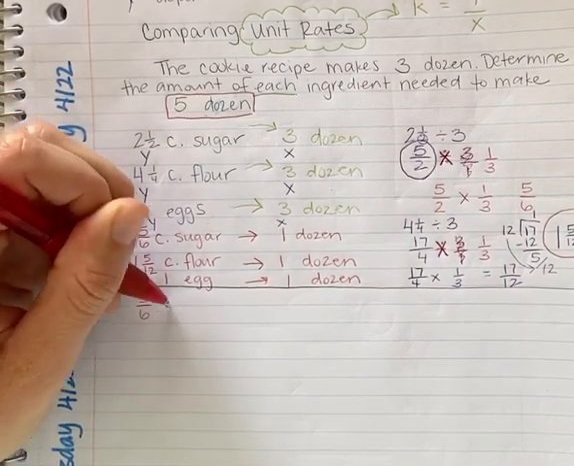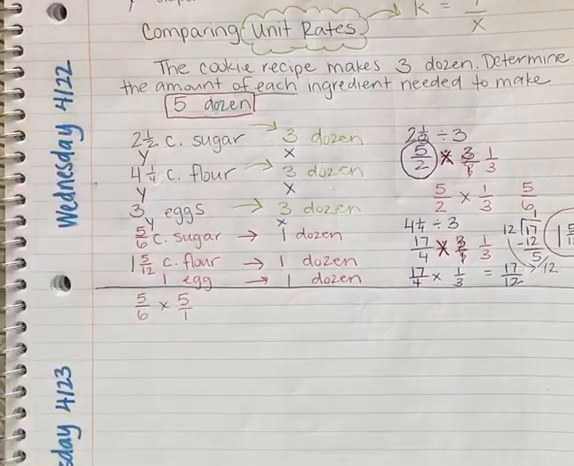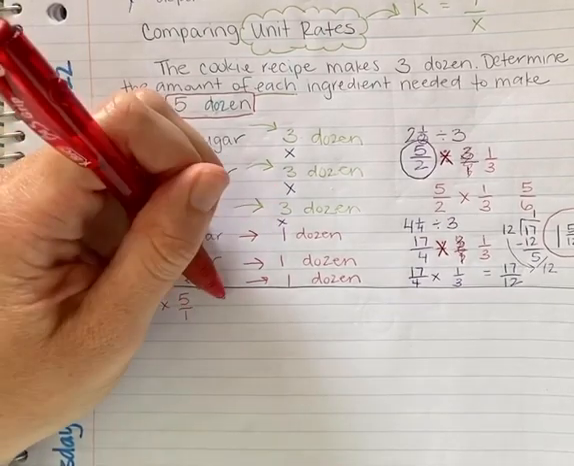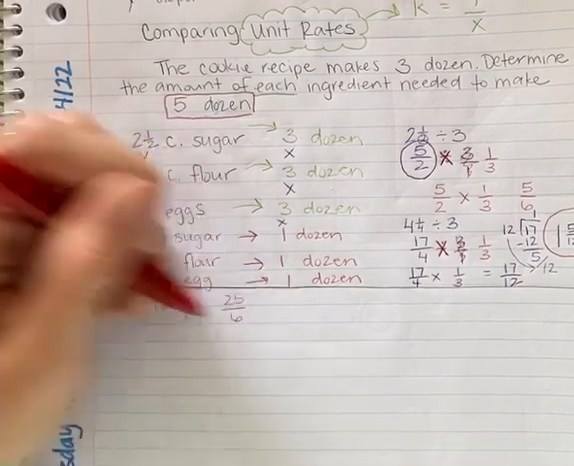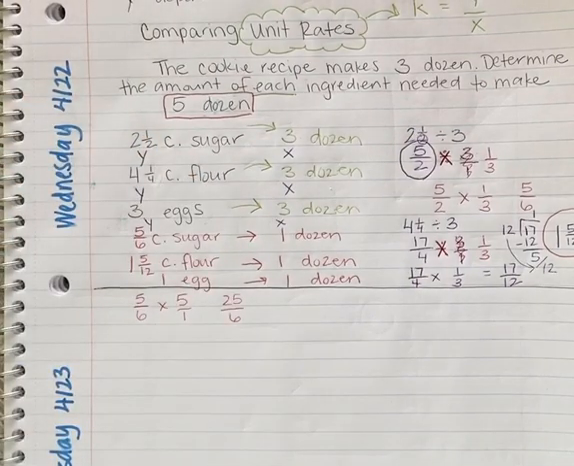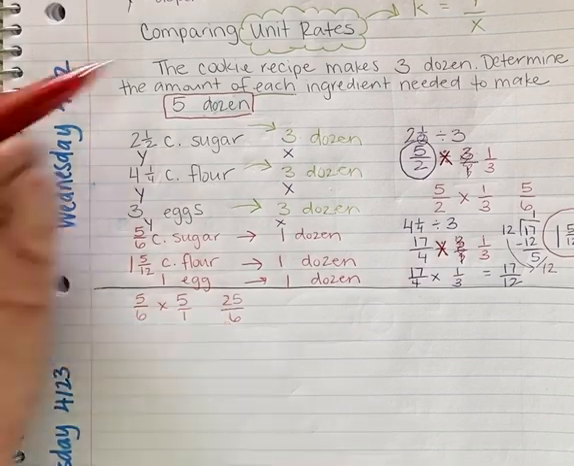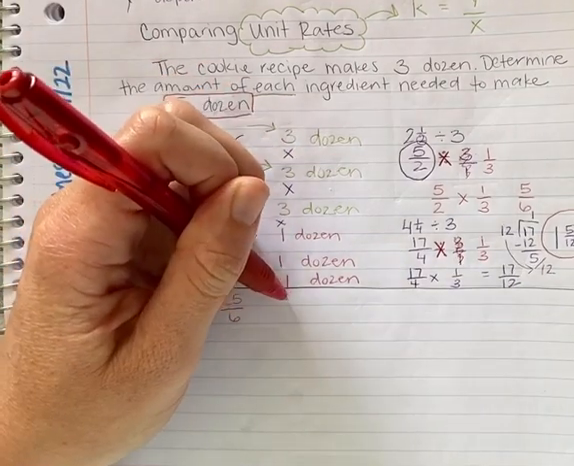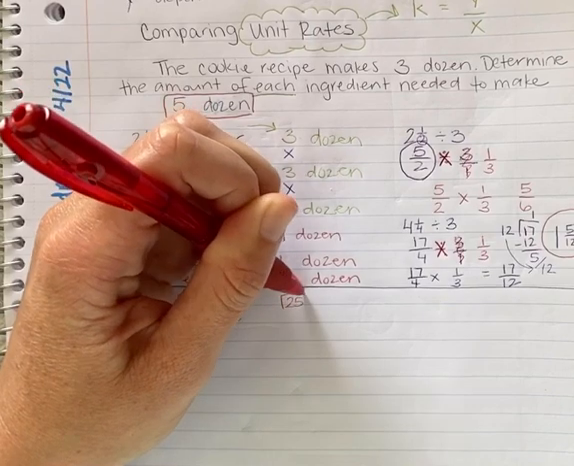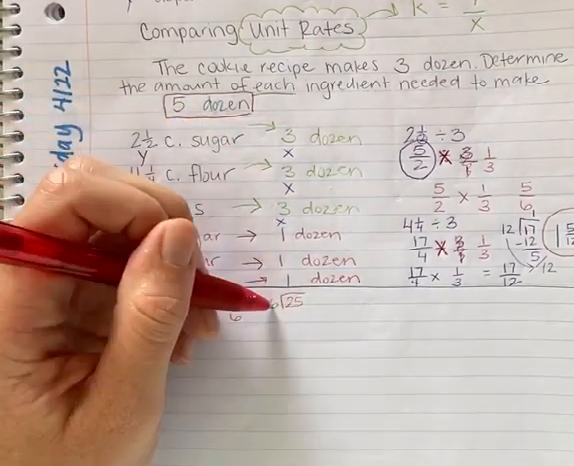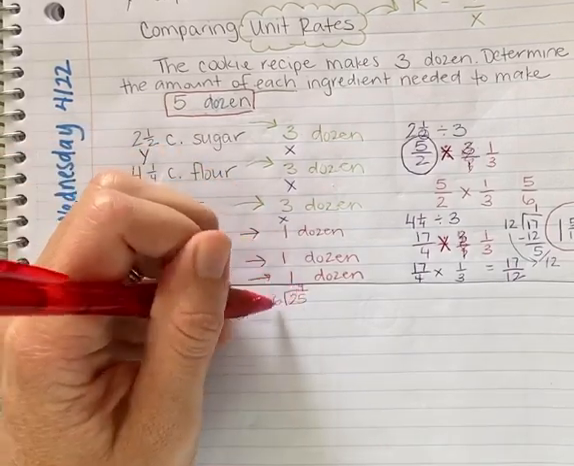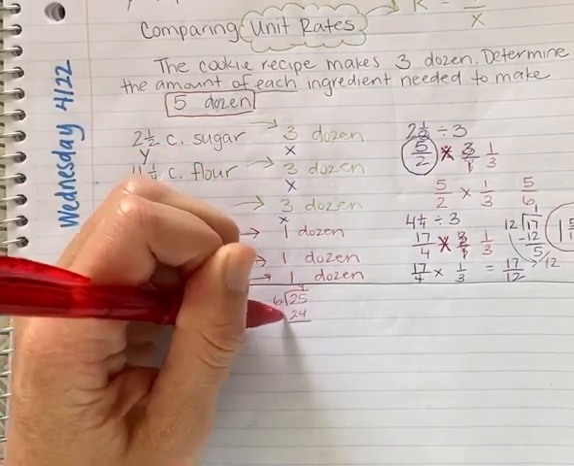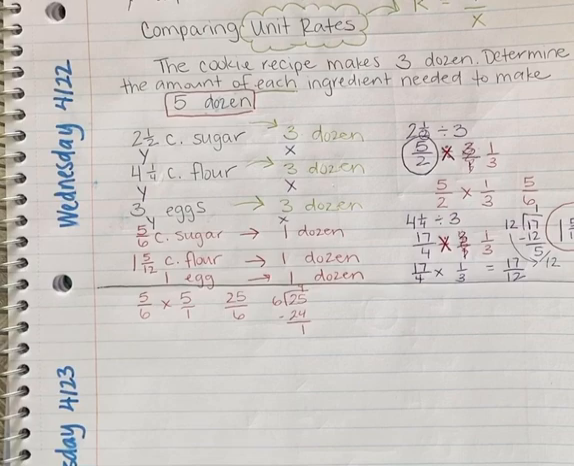5/6 times 5, or 5 over 1. 5 times 5 is 25, 6 times 1 is 6, so 25 over 6. I need to convert that back into a mixed number. 25 over 6 is the same thing as saying 25 divided by 6. 6 goes into 25 4 times. 4 times 6 is 24. I subtract and get 1.